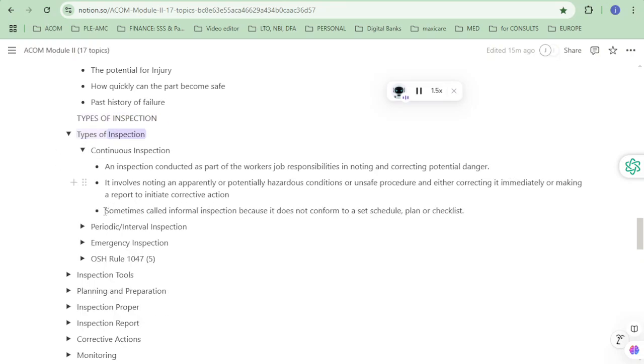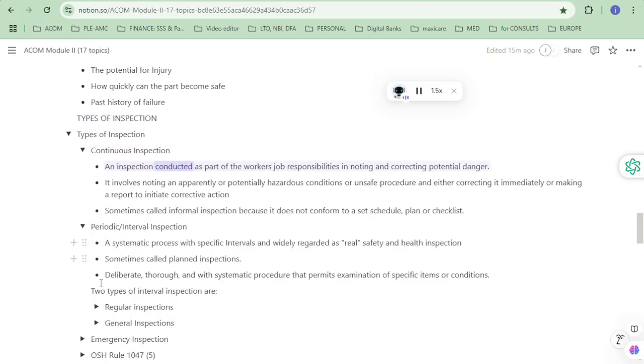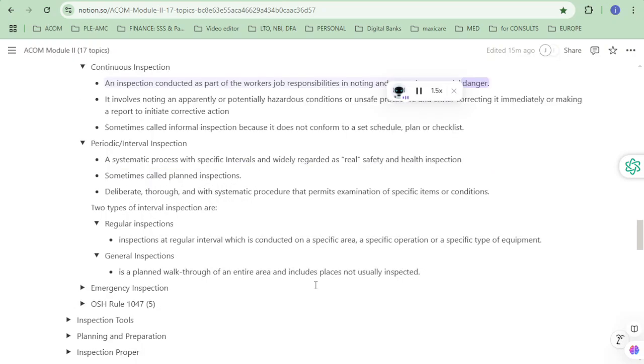Types of inspection. Continuous inspection: an inspection conducted as part of the worker's job responsibilities in noting and correcting potential danger. It involves noting an apparently or potentially hazardous condition or unsafe procedure and either correcting it immediately or making a report to initiate corrective action. Sometimes called informal inspection because it does not conform to a set schedule, plan, or checklist.